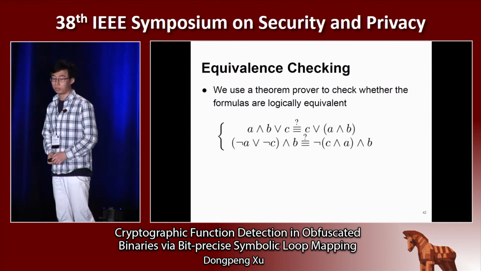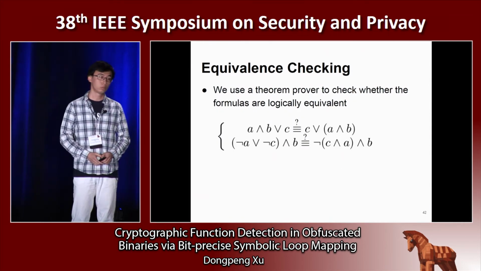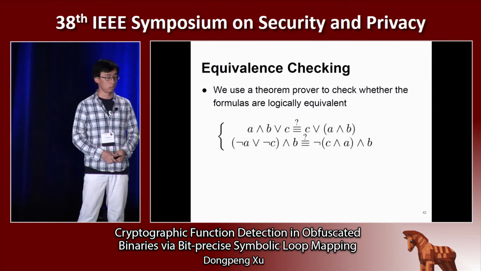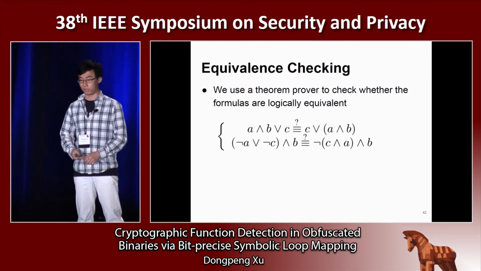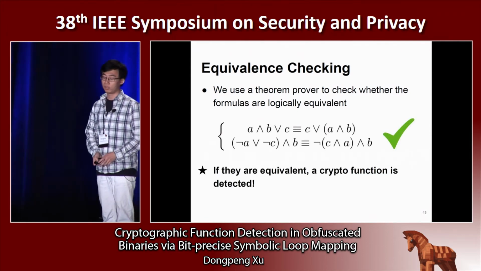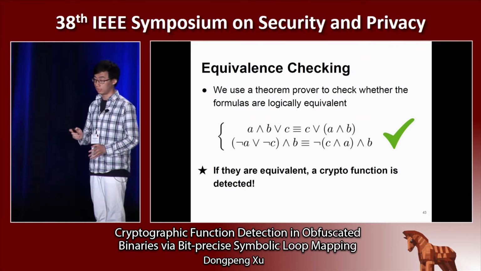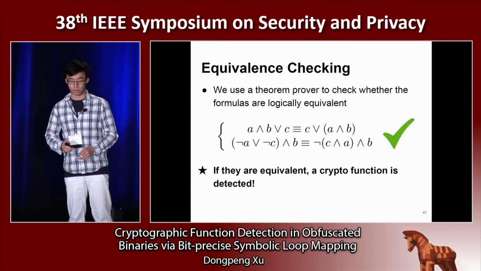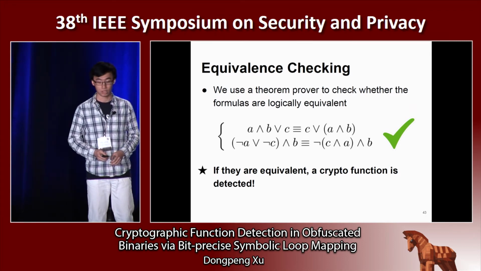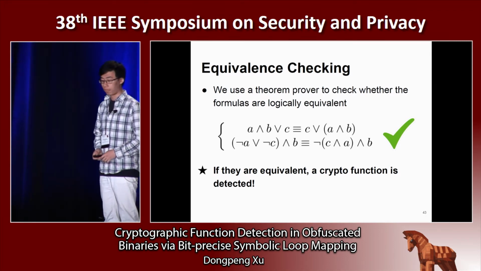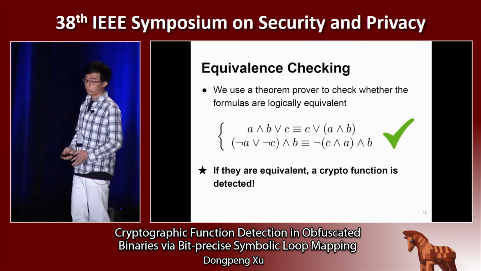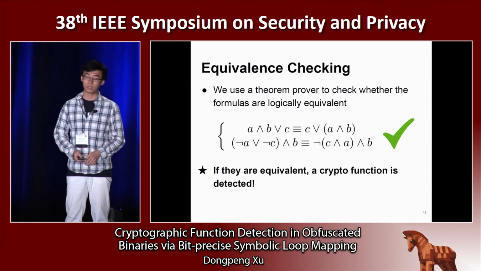At the last step, we use a theorem prover to check whether those equations are actually equivalent. If they are equivalent, it means the loop body in the target program is essentially the same, with the same semantics as the reference program. So if they are equivalent, we say a crypto function is detected.